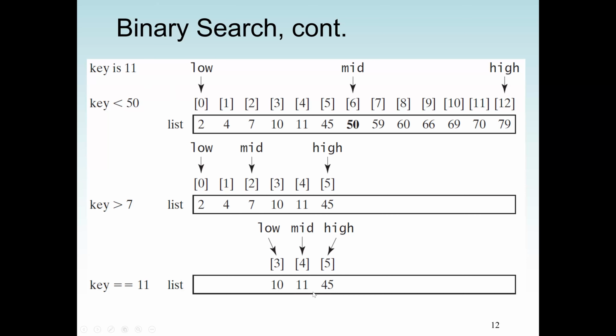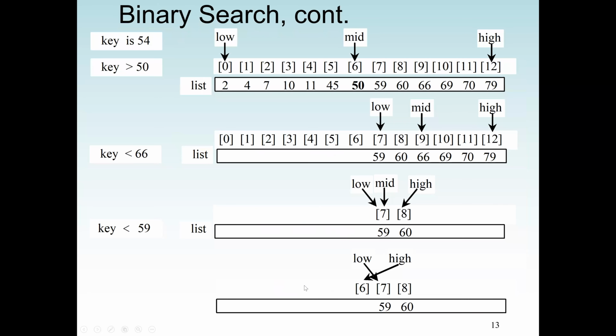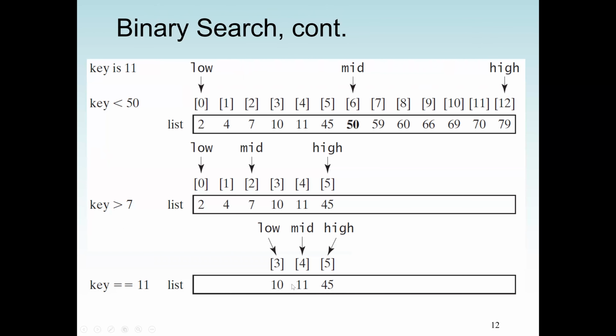Now we find the middle value to be 11. Then we compare the 11. So we compare the 11 with 11. Okay, so that's correct. So in this case, it means our search key is in index number 4. So we return the index number 4, which is our search key location.